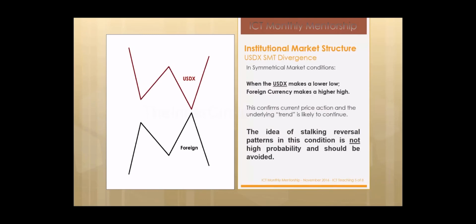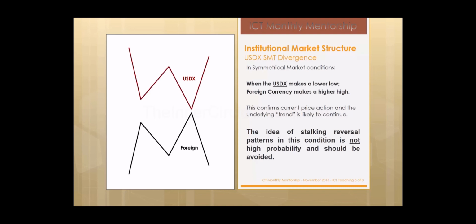Look at what this concept actually means. We're going to be referring to the US dollar index SMT divergence. Now, SMT stands for Smart Money Tool or Smart Money Technique. And we're going to be looking for a divergence between closely correlated or inversely correlated assets.